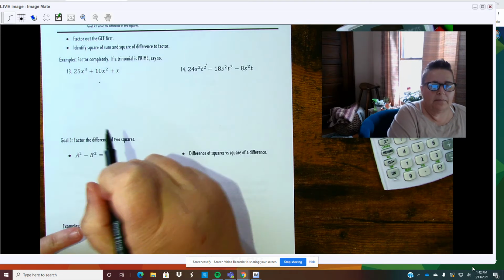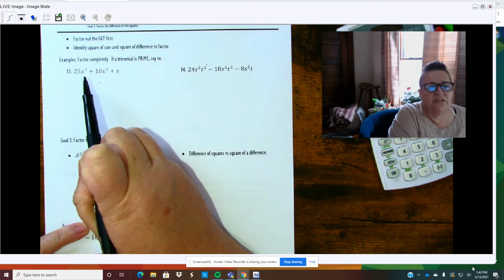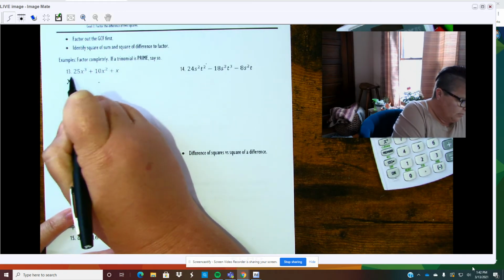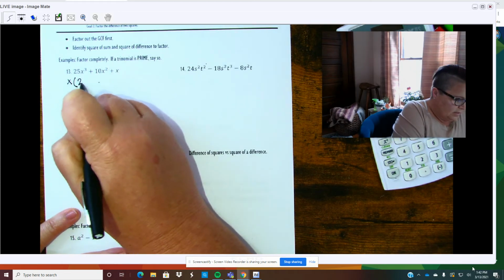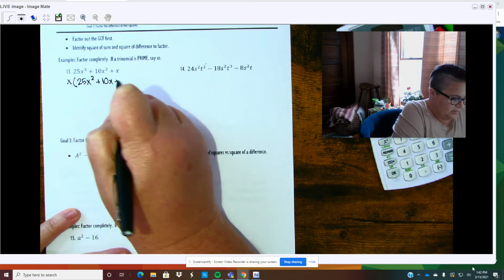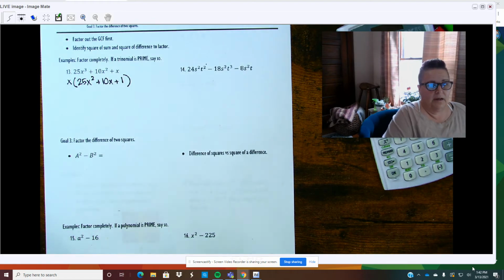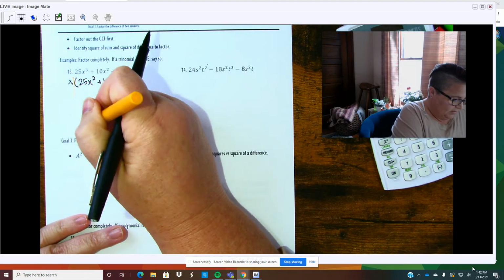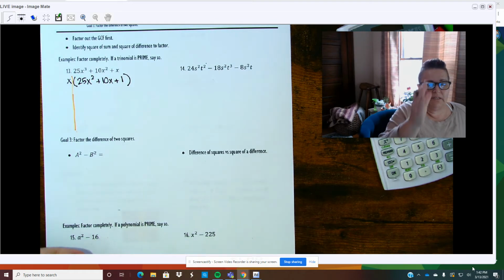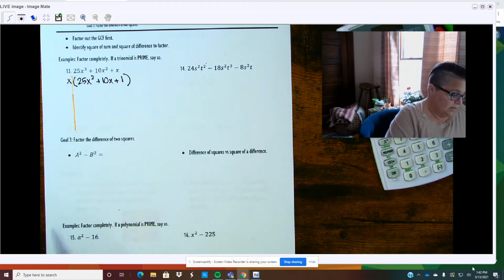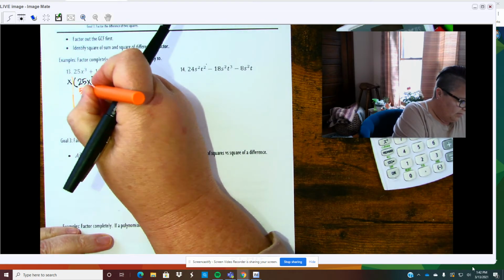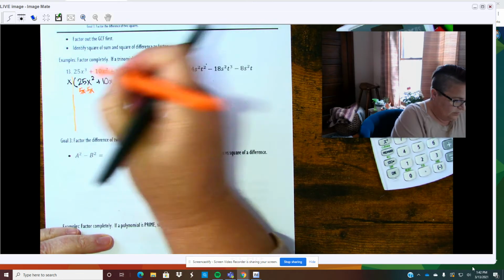So I've got a 25x to the third plus 10x squared plus x. I can pull an x out of all of those. And then I will have a 25x squared plus 10x plus 1. As always, when I have a greatest common factor, I like to draw a line just to keep it visually separated for me. 25x squared would be 5x times 5x.